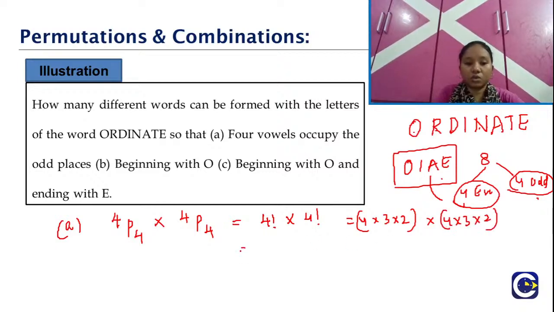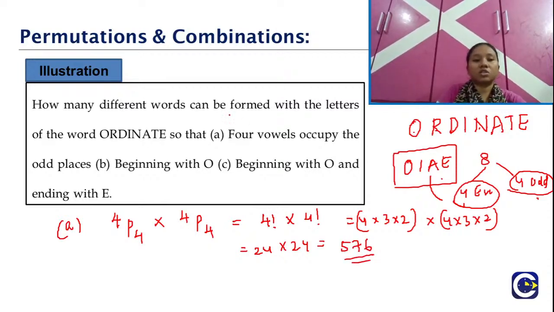So that will be equal to 24 into 24, which is equal to 576. So the total number of arrangements so that the 4 vowels occupy the odd places is 576 ways. And the next 2 are pretty simple and pretty direct.